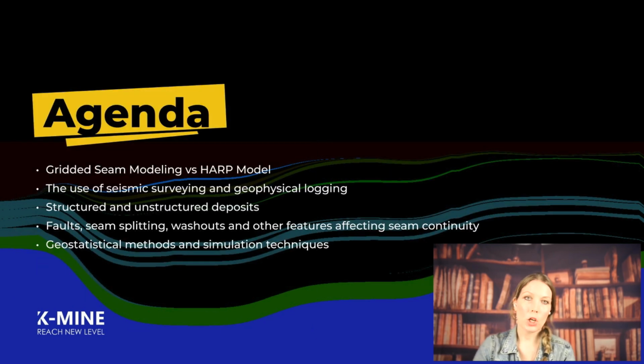All right, so let's walk through what we cover today. First, we're going to dive into gridded seam modeling and compare it with a HARP model. Then we'll talk about how seismic surveying and geophysical logging come into play. From there, we'll move into the difference between structured and unstructured deposits. After that, we'll get into the other stuff, like faults, seam splitting, washouts, and all those tricky features that can throw off seam continuity. And to wrap up, we'll touch on geostatistical methods and simulation techniques.